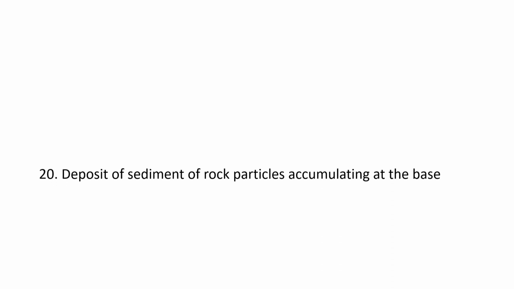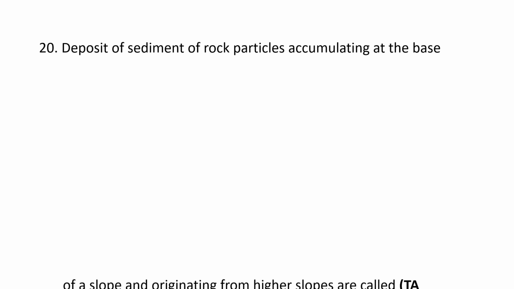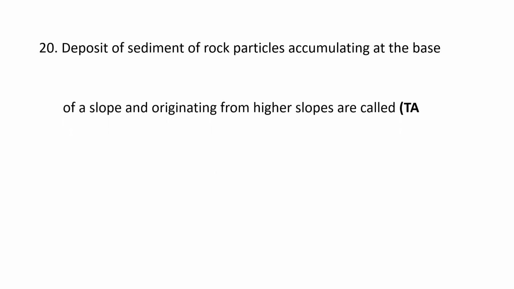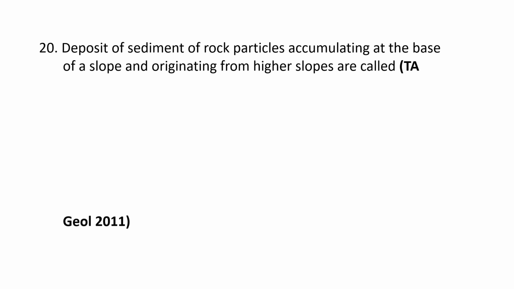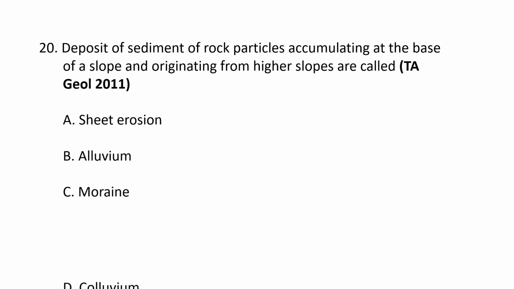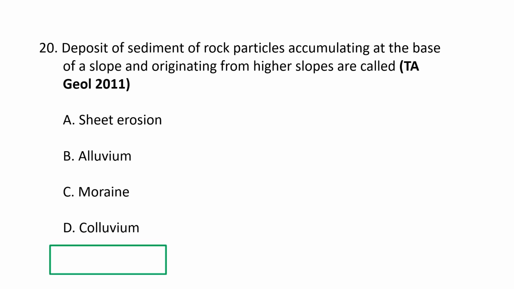Next question. Deposit of sediment of rock particles accumulating at the base of the slope and originating from higher slopes are called A. sheet erosion, B. alluvium, C. moraine, and D. colluvium. So the correct option is D. Colluvium. Deposits of sediment and rock particles that accumulate at the base of a slope are known as colluvium or scree or talus. And these deposits are formed by the process of deposition, which means when sediment is laid down by wind, water, ice, or the sea. So D. colluvium is the correct option.